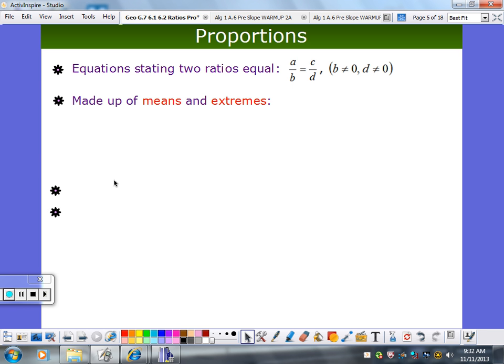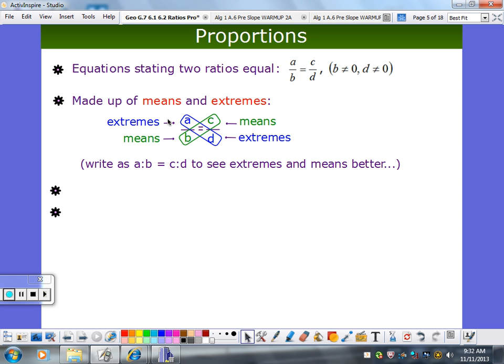We have these words means and extremes. So when you look at a proportion, and if I write it a different way, here we go, A is to B as C is to D. That's another way to write A over B equals C over D. Do we agree about that? Those two things are equivalent? The extremes are the outside ones, the A and the D. Those are my extremes. The means are the inside ones.